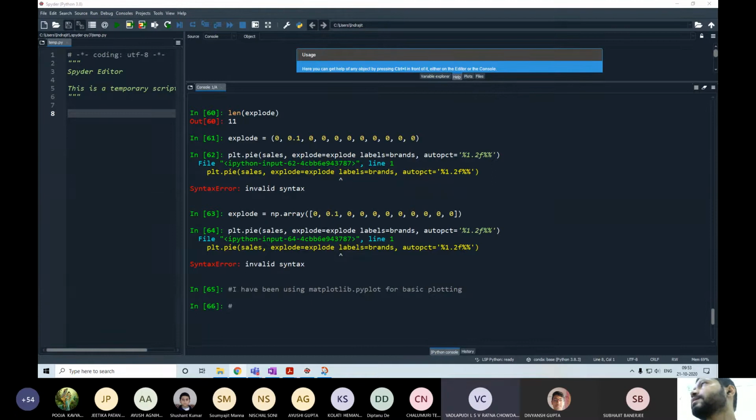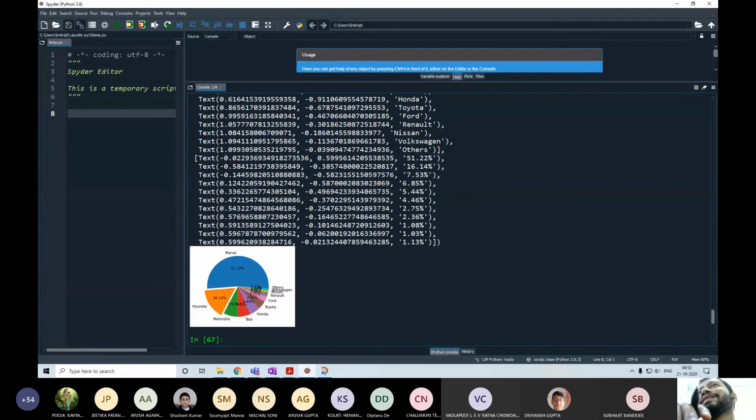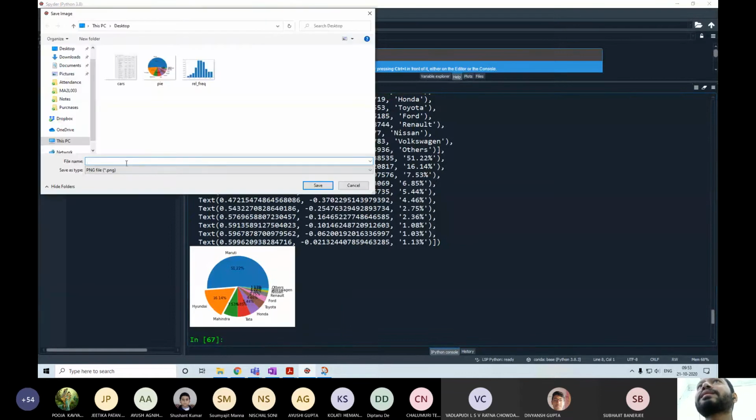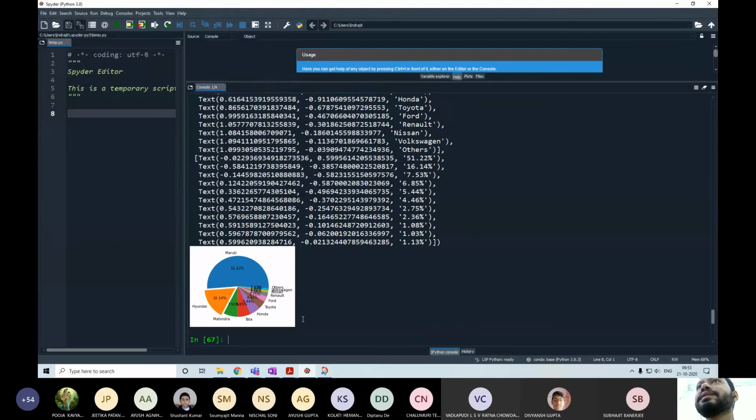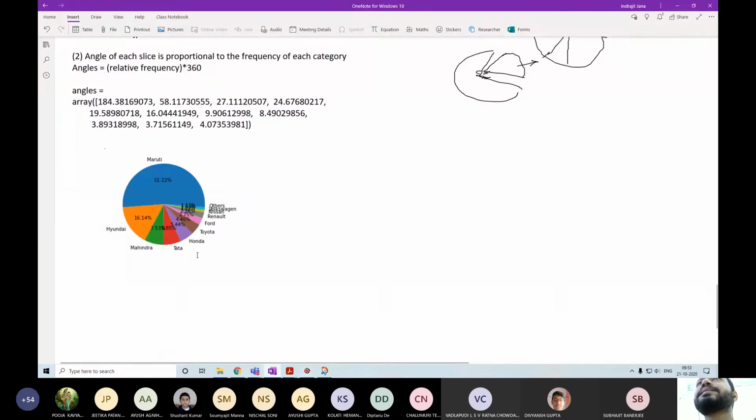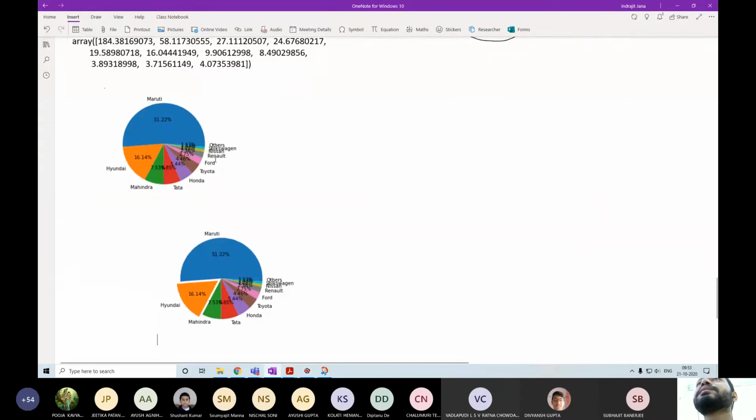Someone says: Sir, before you have missed one comma between explode and label, sir. Oh, thanks for pointing that out. See? Yes, that worked, right? So the Hyundai one is sliced out. Thanks for pointing this out. Import that.